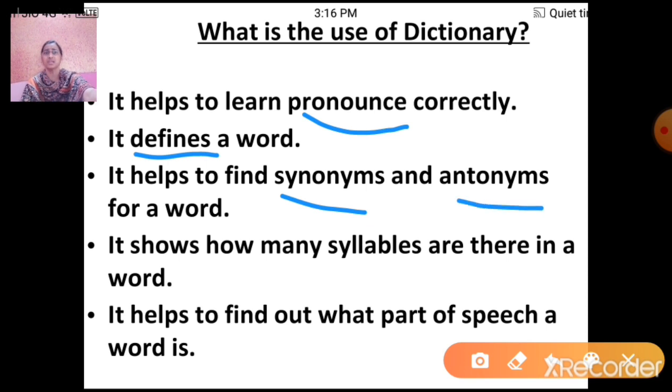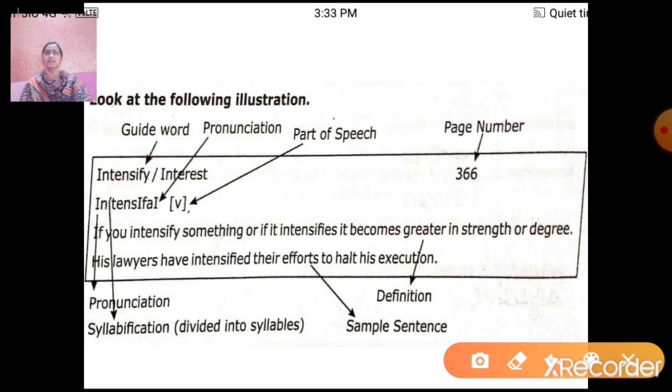It shows how many syllables are there in a word, right? Then it also helps to find out what part of speech a word is. Now let us understand the following illustration.